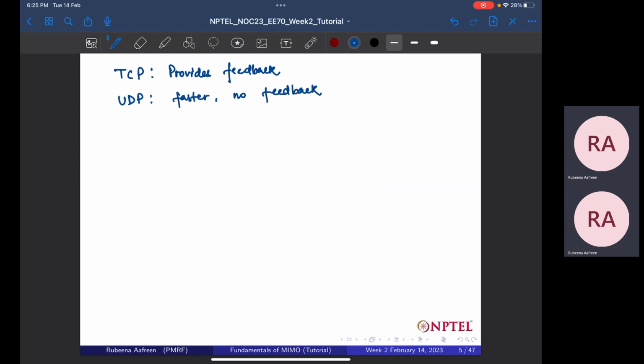So these two protocols are used wherever the requirement is like that. Like suppose movie streaming is there. Feedback is not required, so UDP is used. But in scenarios where reliability is important, then TCP will be required. So this is the basic function of the transport layer.